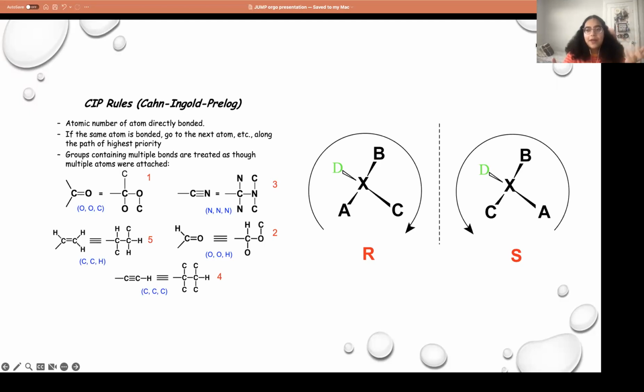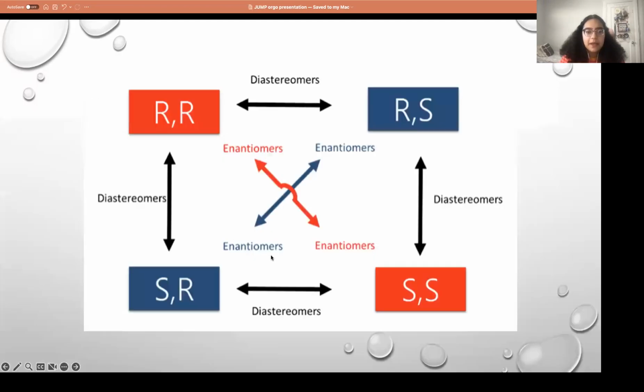And one way I think of it to remember it is, if you're looking at the top, going to the right, like clockwise, is R, right at the top. And then the other option is S, if you have to go counterclockwise. So all the chiral centers can be assigned a configuration, and from there you can determine whether you have enantiomers or diastereomers. So enantiomers, as we said, are non-superimposable mirror images.